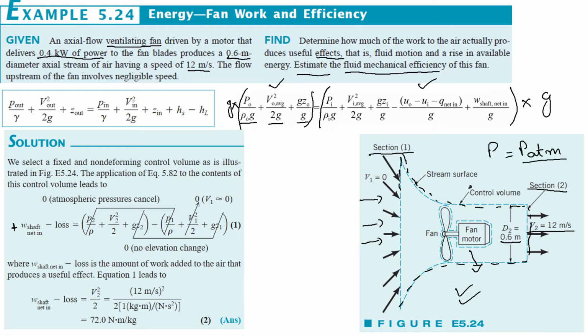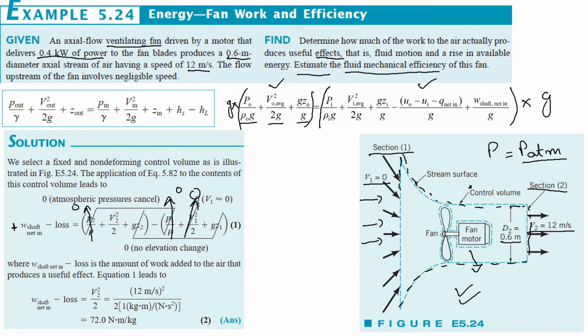So these pressure terms will cancel out. This term will cancel out to 0 and this term will cancel out to 0. Then the statement tells us that at the upstream the velocity is also 0, so V1 is also 0. So this term will also be equated to 0.